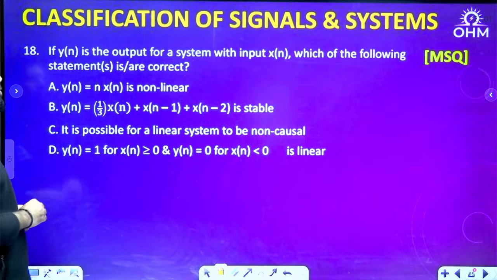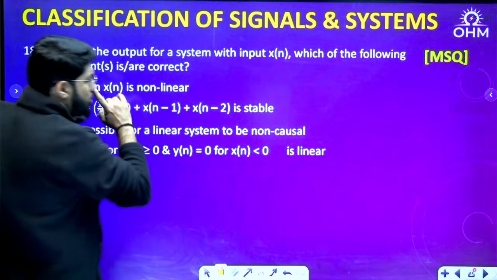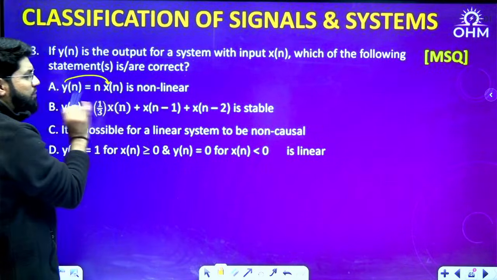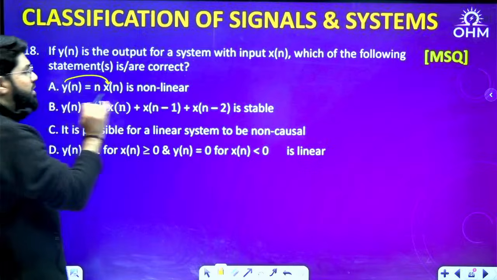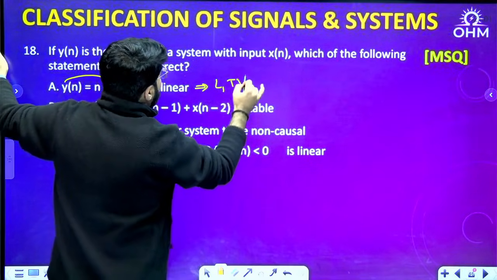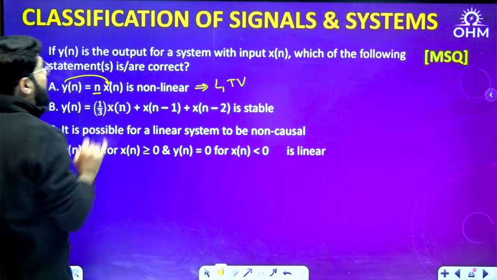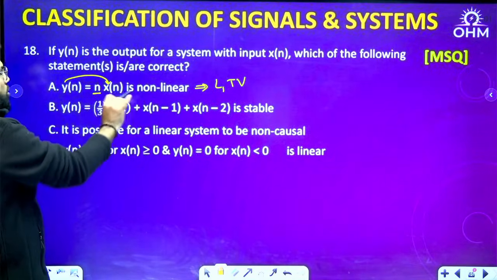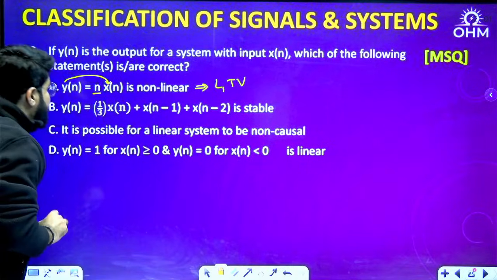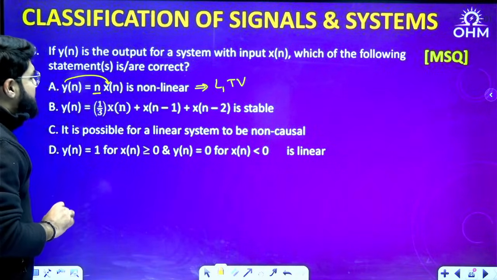y[n] equal to n x[n] is non-linear? No. y depends on x to the power 1. A separate function of time does not affect linearity. That has something to do with time invariance. So this is linear and time variant. A separate function of time means time variant. So answer A is wrong; they are asking non-linear, but it is linear. Answer B: 1 by 3 of x[n] plus x[n minus 1] plus x[n minus 2], stable.